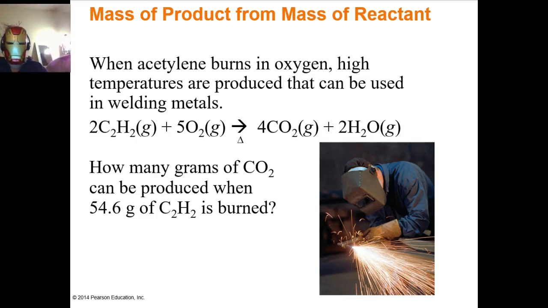When acetylene burns in oxygen, high temperatures are produced that can be used in welding. Here you have the balanced equation: 2C2H2 plus 5O2 yields 4CO2 plus 2H2O. How many grams of carbon dioxide can be produced when 54.6 grams of acetylene is burned?